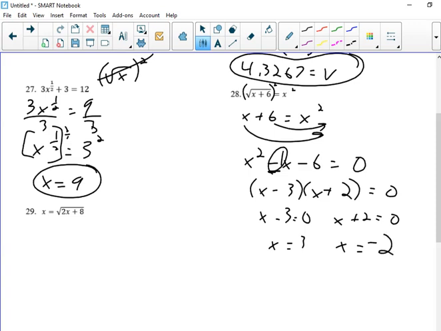Now I need to plug these back in. 3 plus 6 is 9. The square root of 9 is 3. That would give me the statement 3 equals 3. Check. Good to go. -2. Well, 6 minus 2 is 4. The square root of 4 is 2. That's awesome. So 2 is equal to -2? No, it's not. This is extraneous.